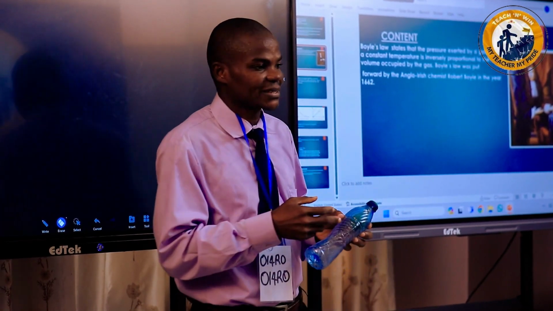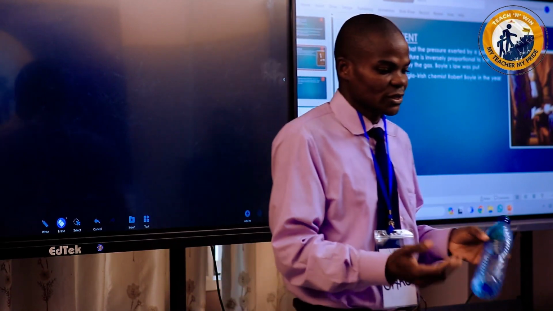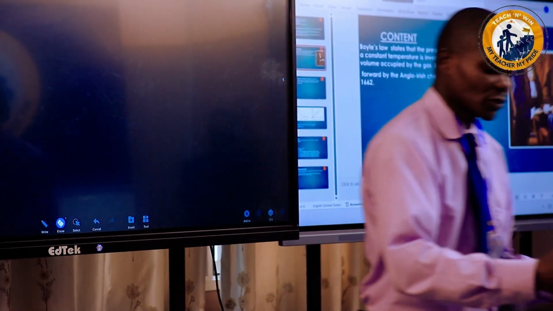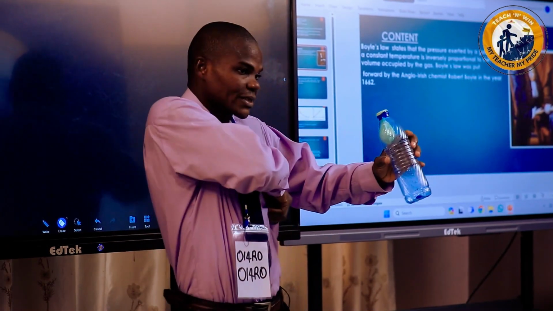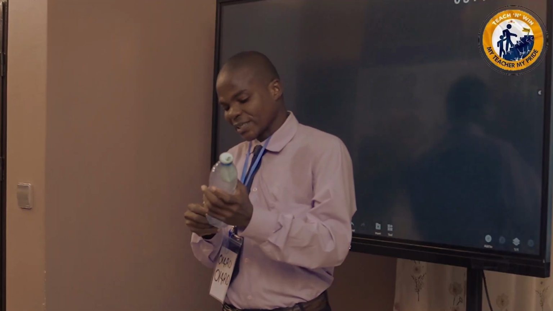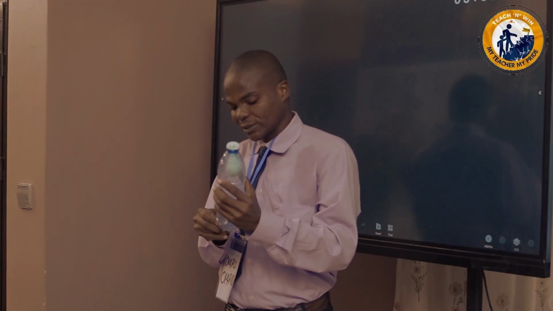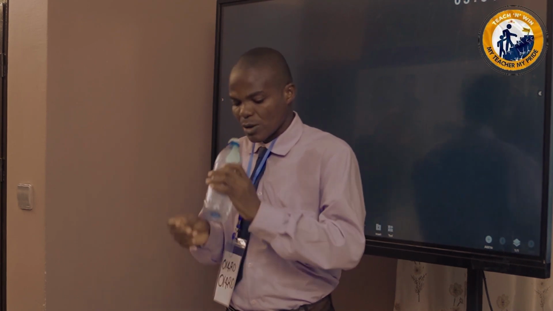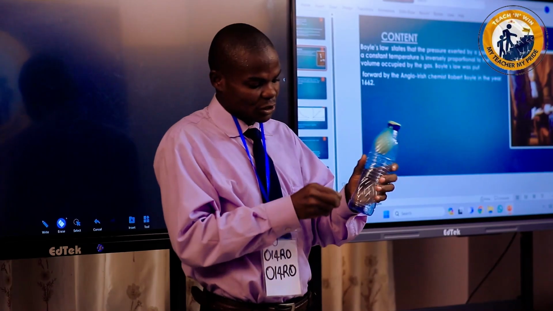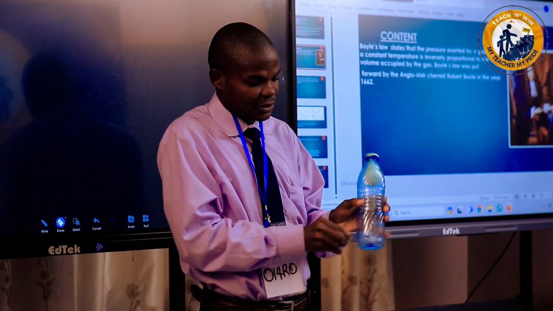See, the balloon has increased because I have decreased the pressure. So this proves Boyle's law. The same thing happened to this one too. I cannot inflate it because the pressure is high. So I need to decrease the pressure. Once I decrease the pressure, the volume of the air will increase. The more you decrease the pressure, the more the volume increases.